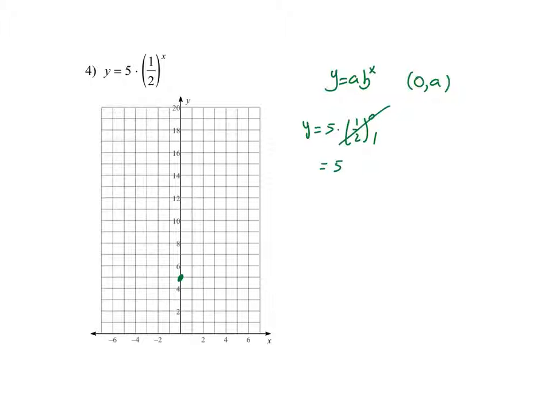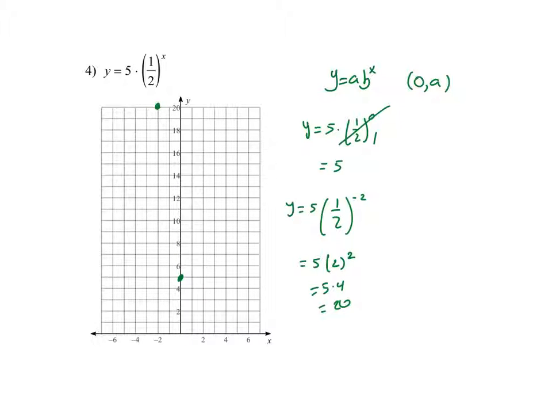So again, let's substitute points. Let's start by substituting negative 2. So y equals 5 times 1/2 to the negative 2. The negative brings this to its reciprocal, so 2 squared. So 5 times 4 is 20. So negative 2, 20 is up here.